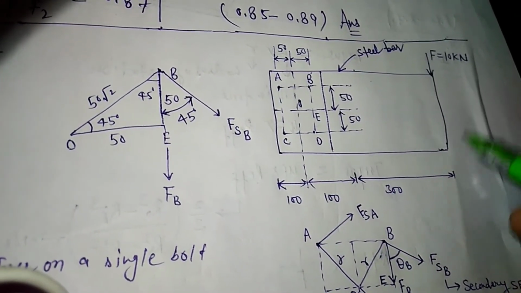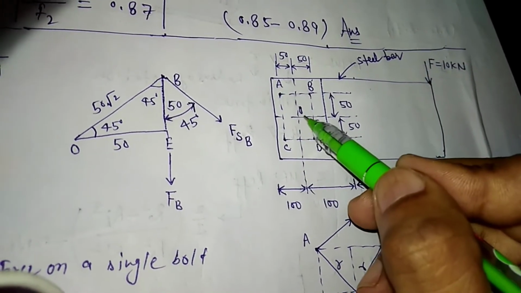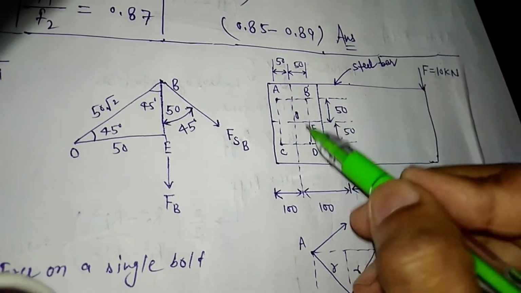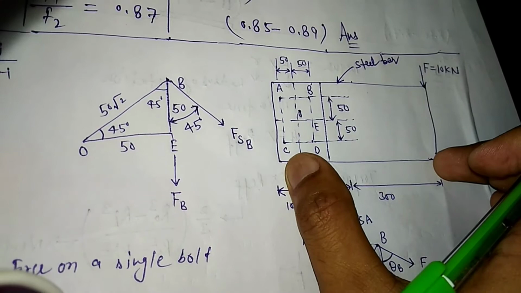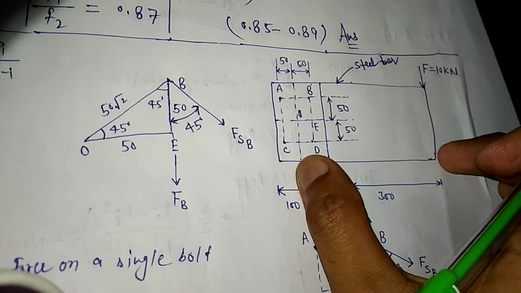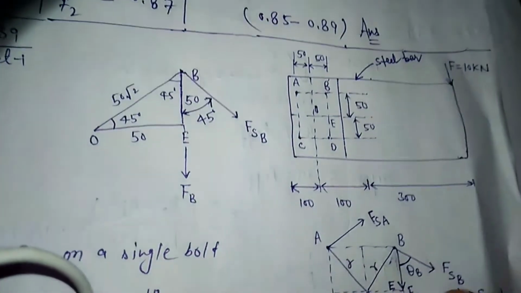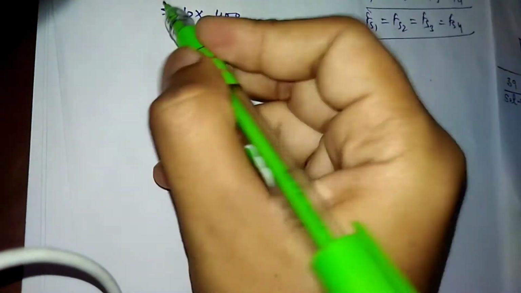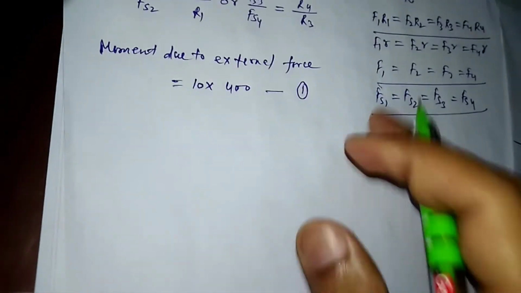From the point of tip to the center of mass. So moment will be equal to force into perpendicular distance. Force is 10 kilonewton, and the perpendicular distance is 300 plus 100, which is equal to 400. So this is the moment due to the external force. This is the first equation.